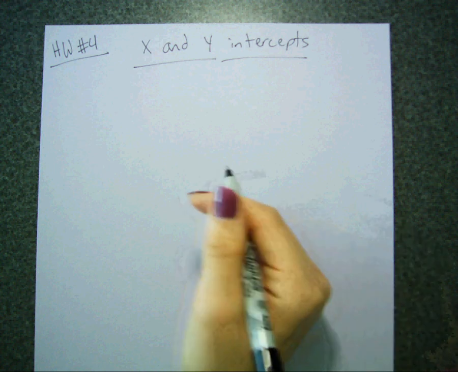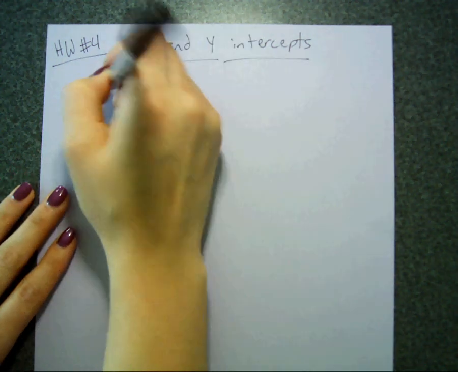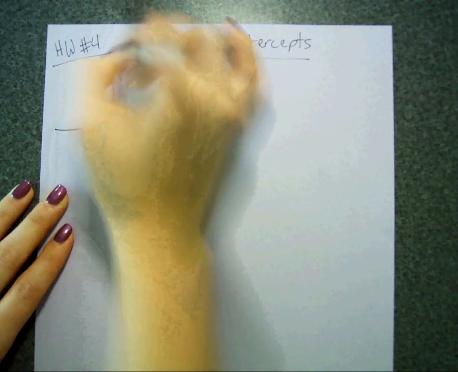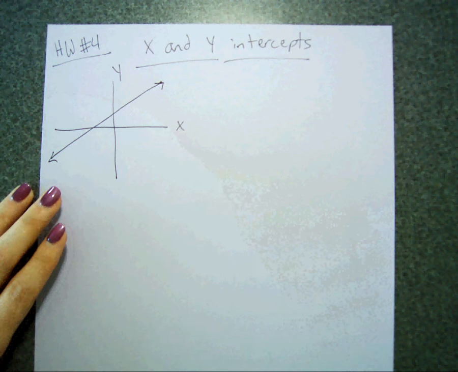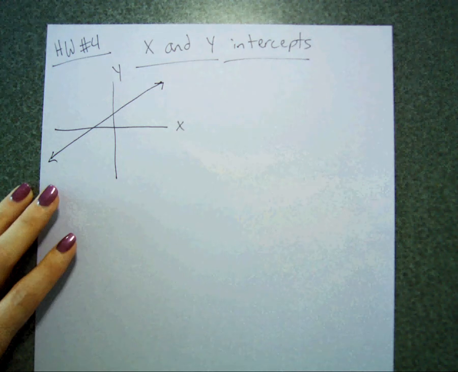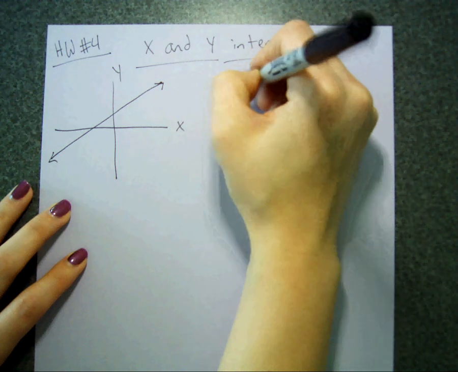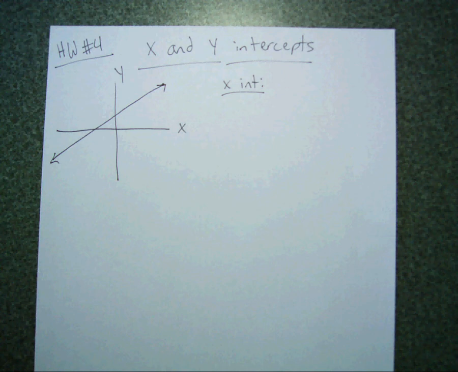Alright, so finding the x and y intercepts of any equation. We're just going to come over here real quick and look at a basic linear equation. So where is my x-intercept? I don't have any numbers on here, so I'm not looking for a value, just a location. Where is the x-intercept?